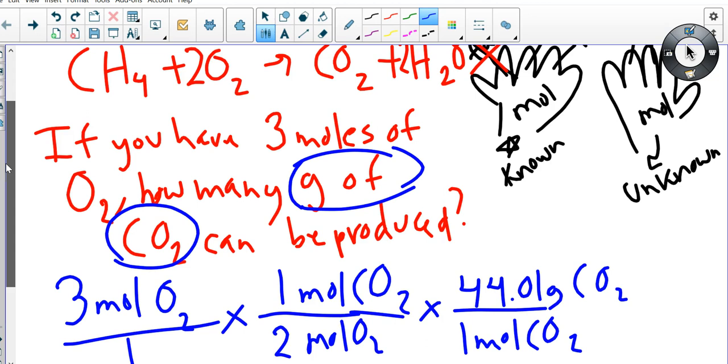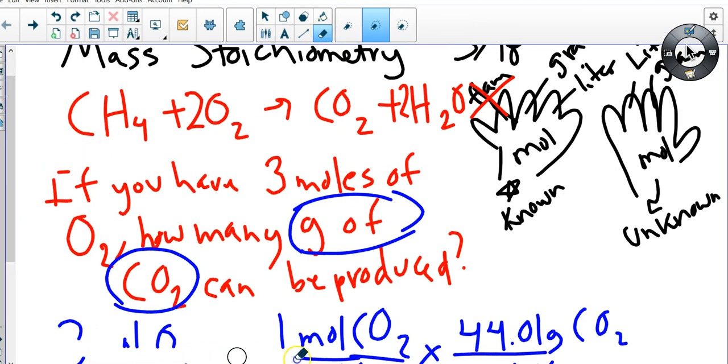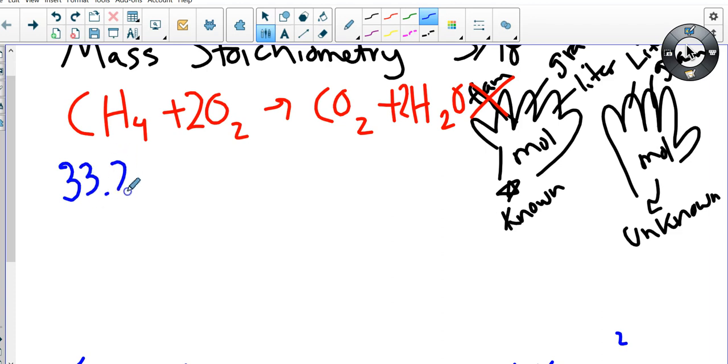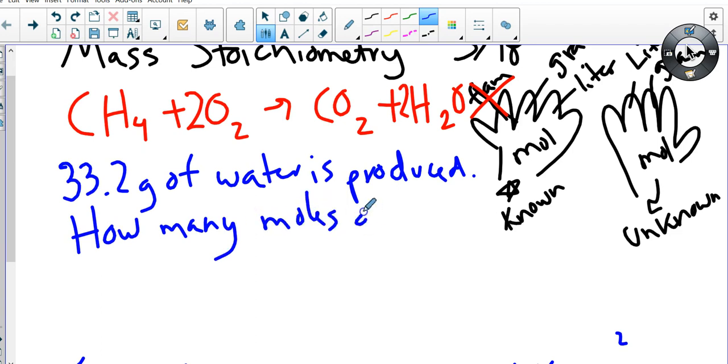We'll use the same balanced equation so I don't have to make up another example and you don't have to do nothing else. So, alright, so what if I had 33.2 grams of water is produced? How many moles of oxygen were used?